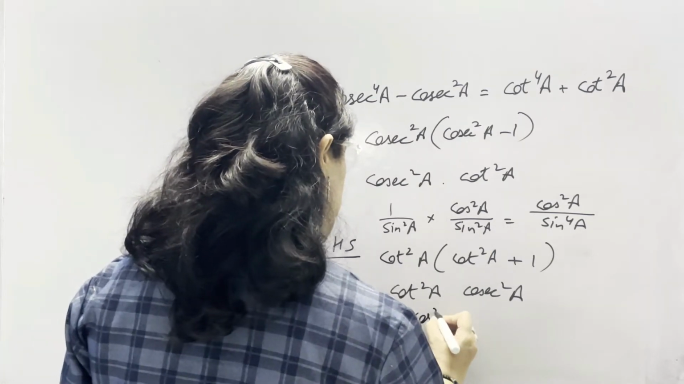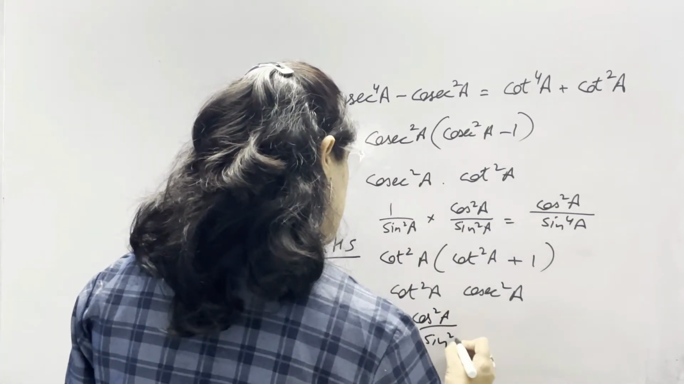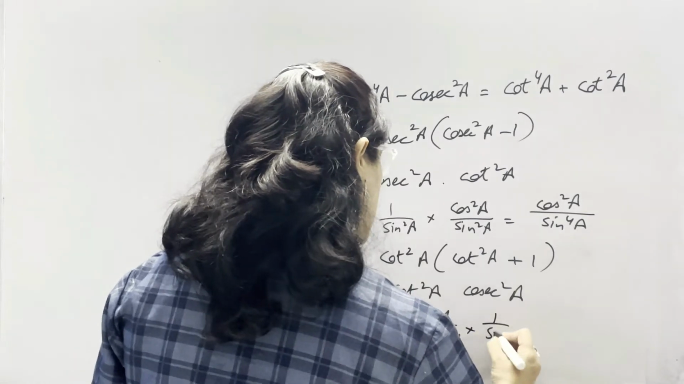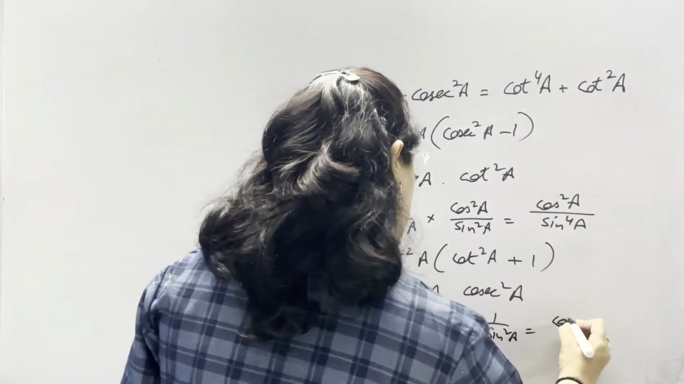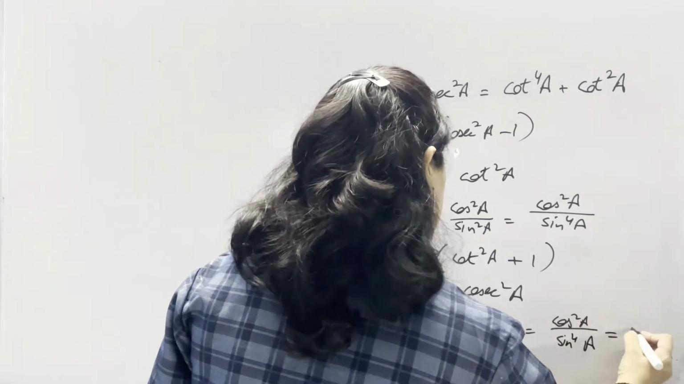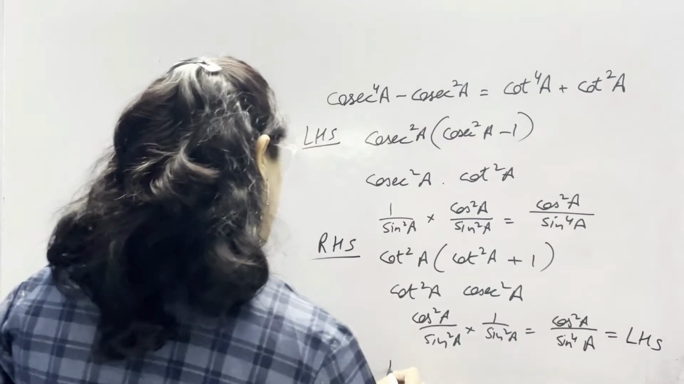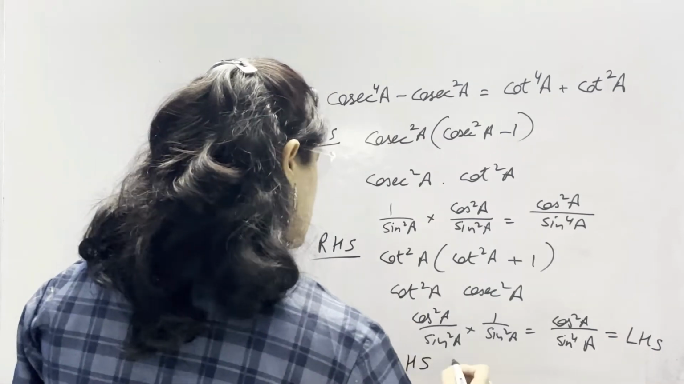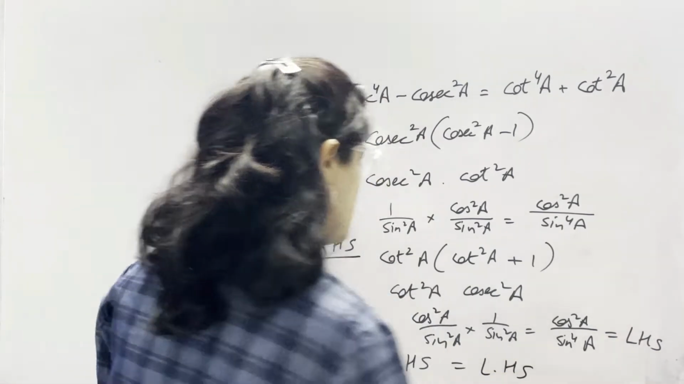Now cot square A means cos square A upon sin square A, and then cosec square A is 1 upon sin square A. It means cos square A upon sin 4A, which is our LHS. So at the end, LHS and RHS are equal, so hence proved.